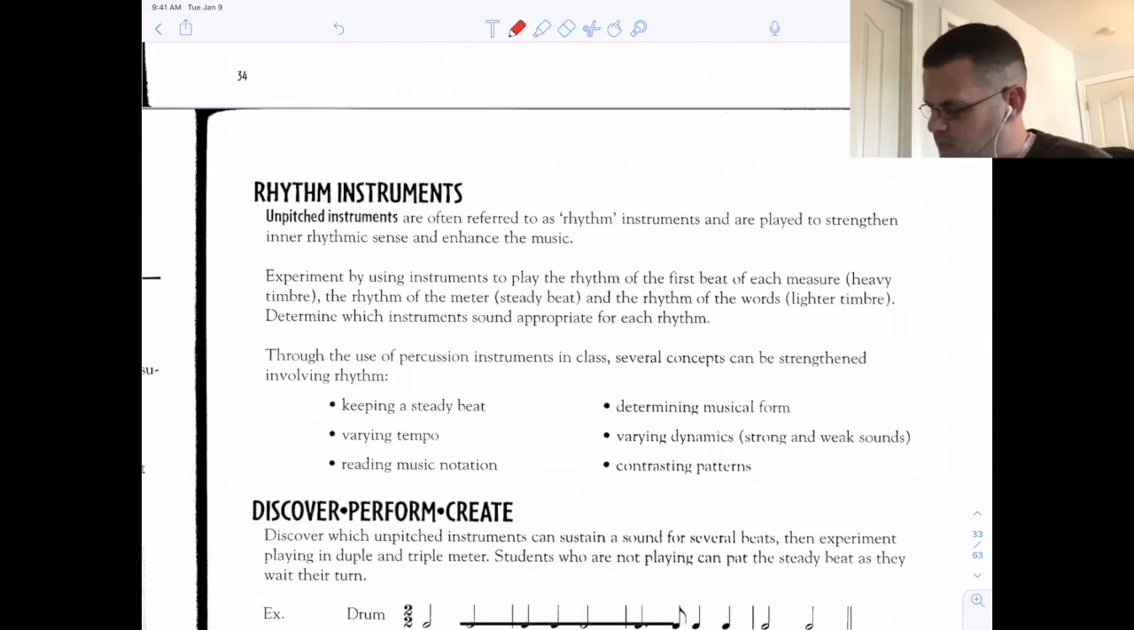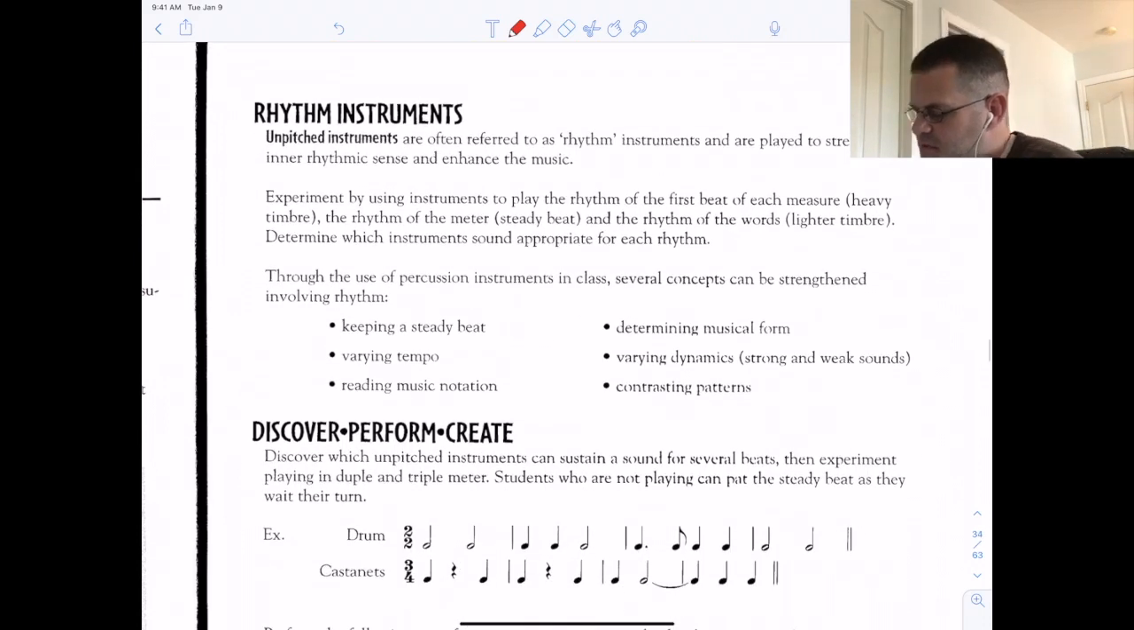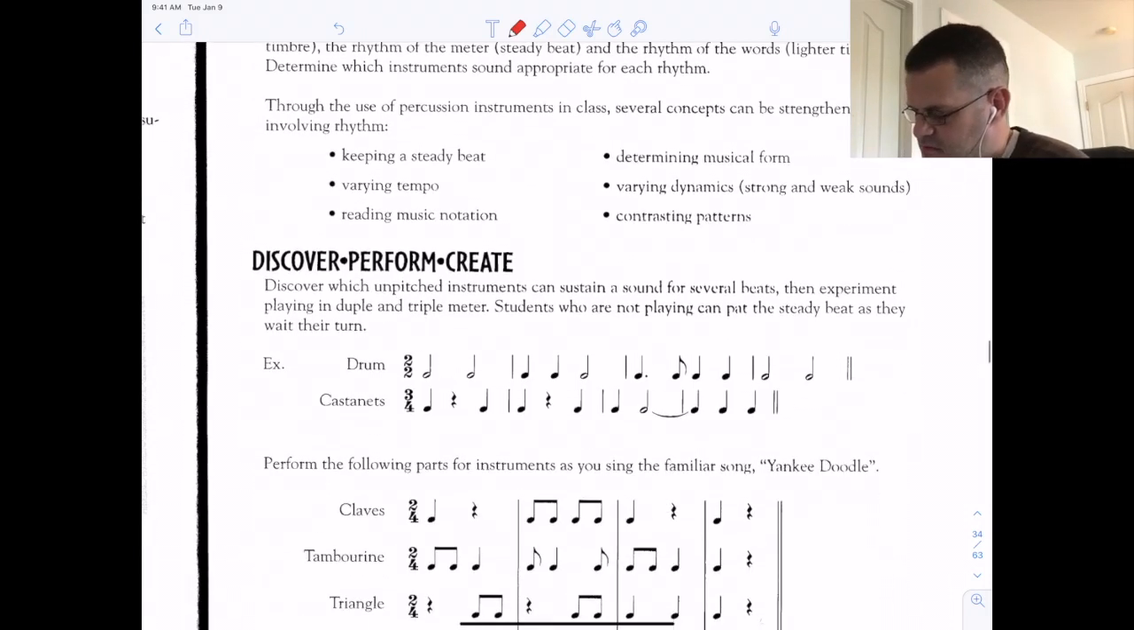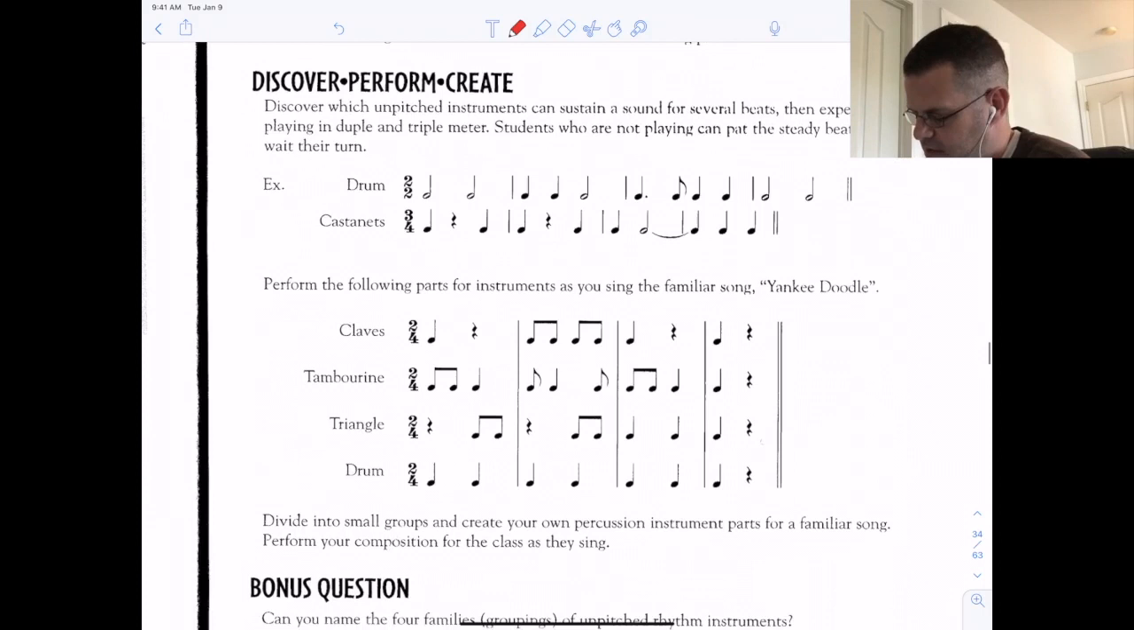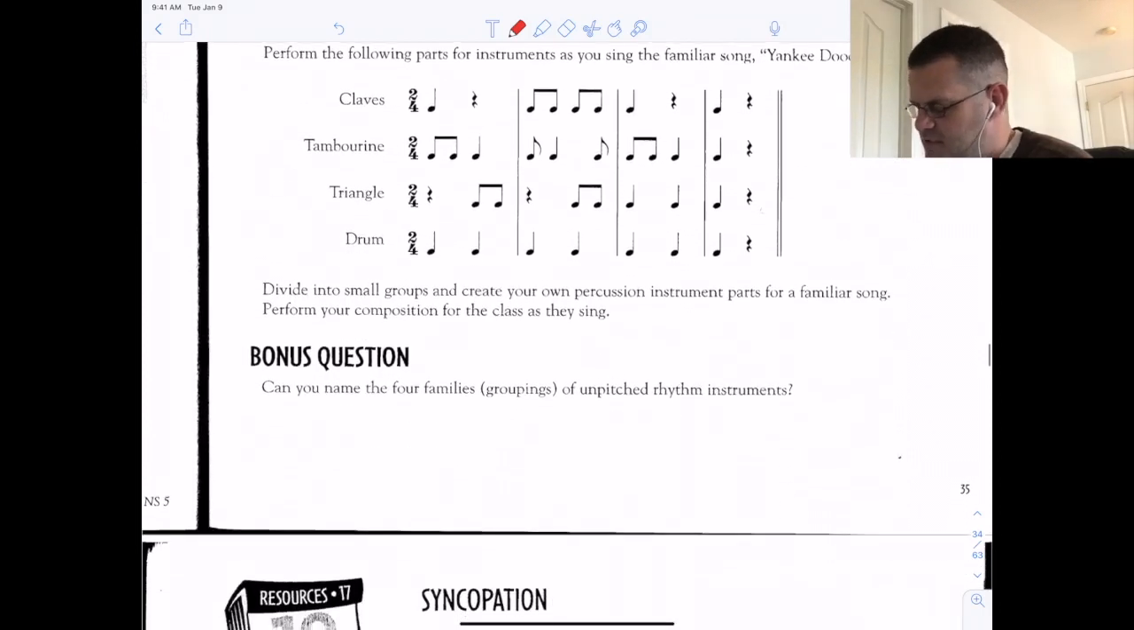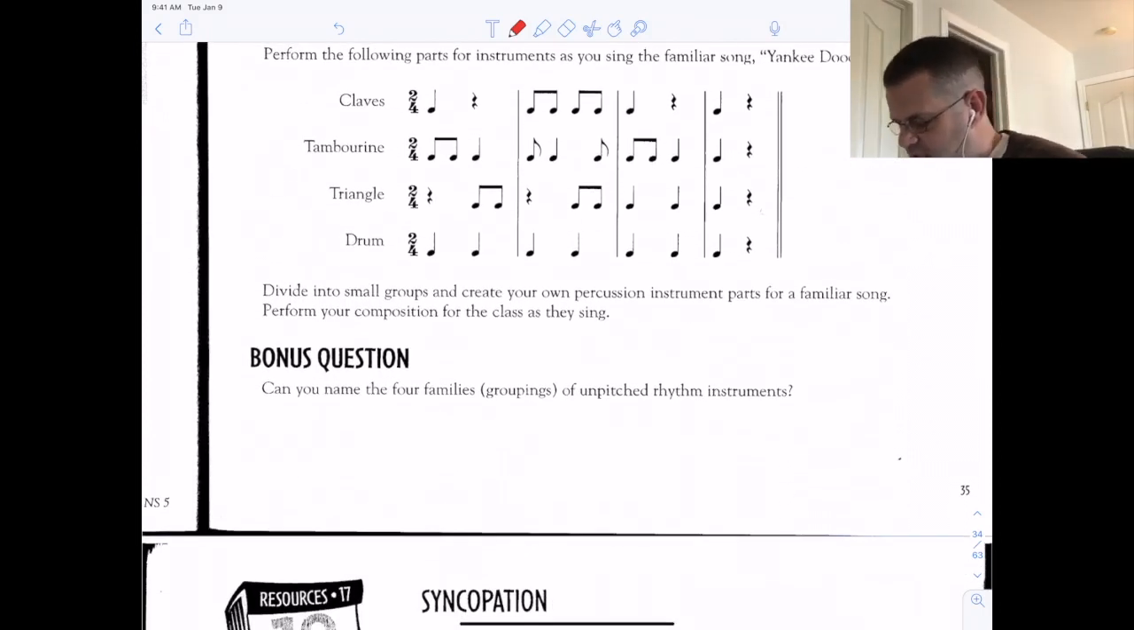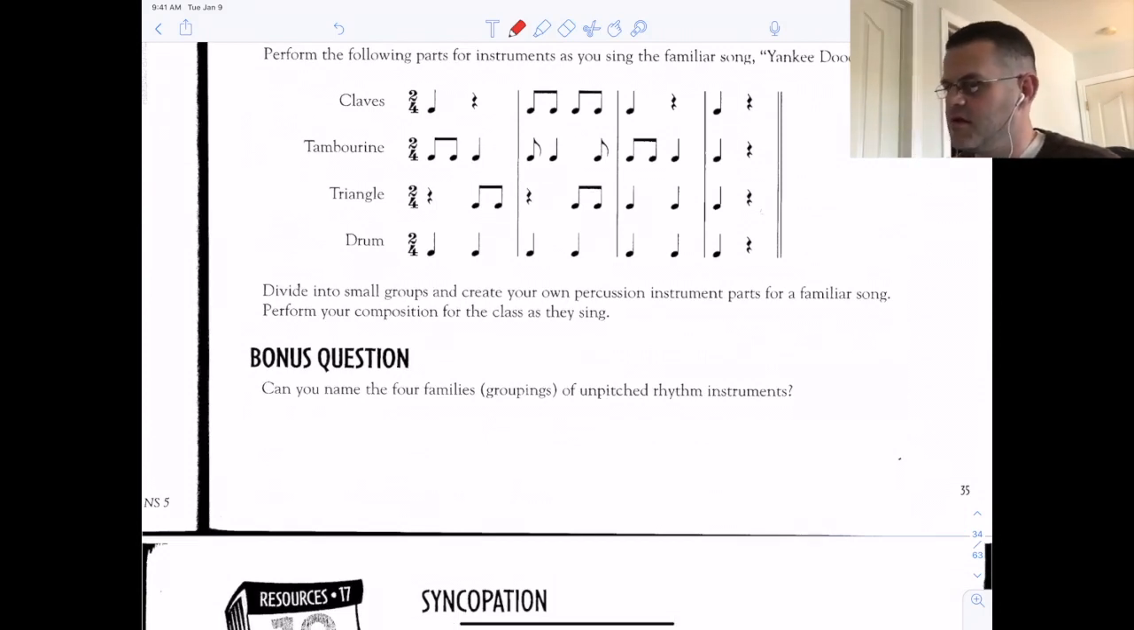Okay, rhythm instruments. Unpitched instruments are often referred to as rhythm instruments and are played to strengthen the inner rhythmic sense and enhance the music. Give it a little thought to experiment, discover, perform, create. You can read through those, and let's go down to the bonus question. Can you name the 4 families or groupings of unpitched rhythm instruments?